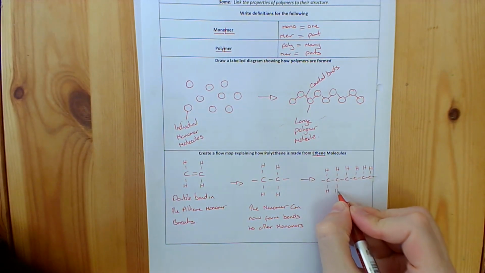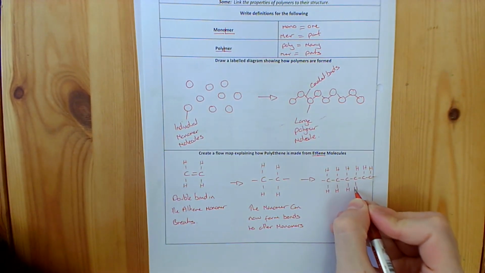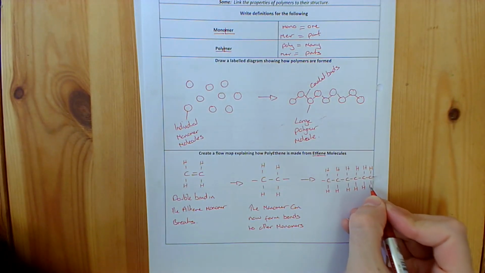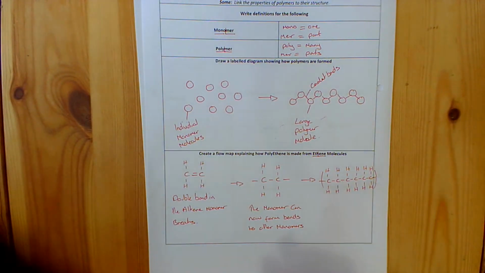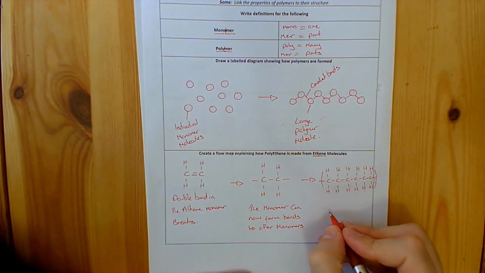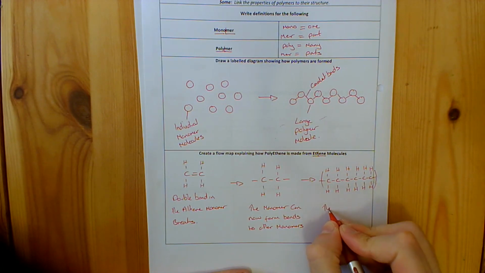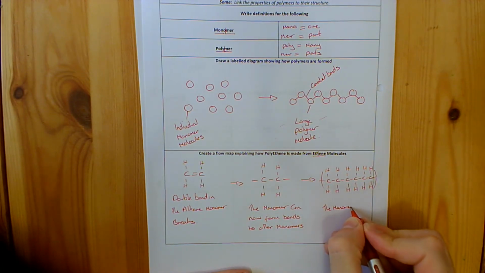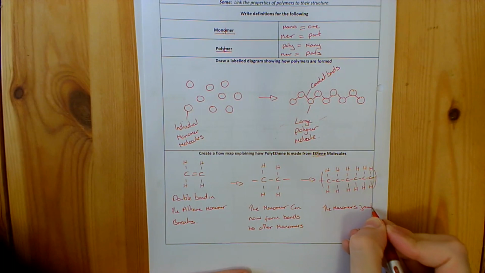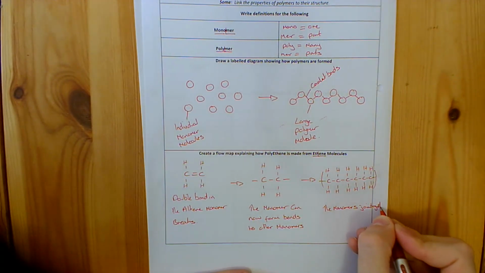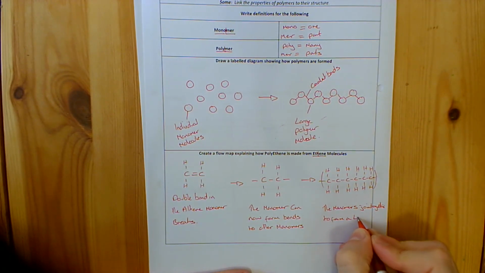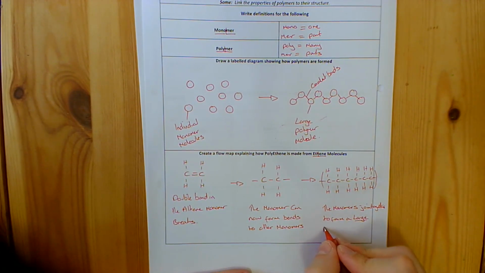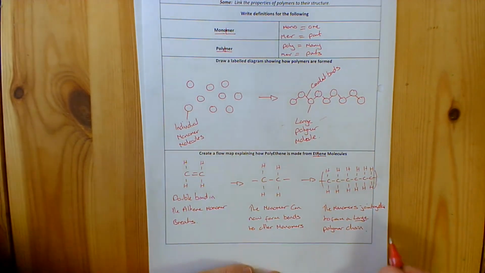Now the problem with this is it's not going to be 1, 2, 3 or even 100 molecules that join up into this chain. It's going to be huge numbers, okay? So the monomers join together to form a large, very large polymer chain.